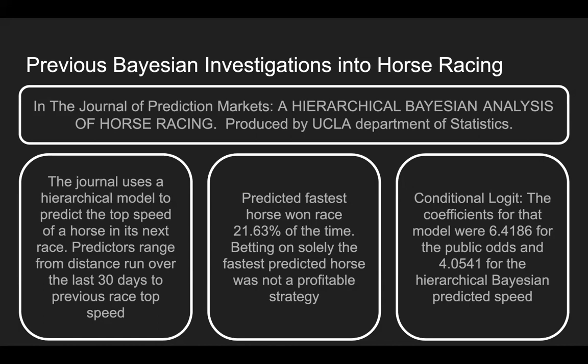And our conditional logit showed that the coefficients for the model were 6.4 for the public odds and a little over 4 for the hierarchical Bayesian predicted speed.